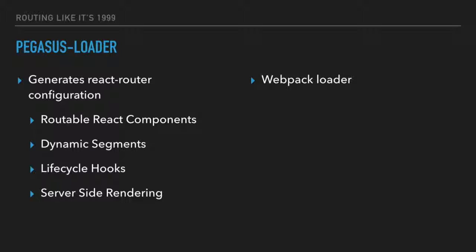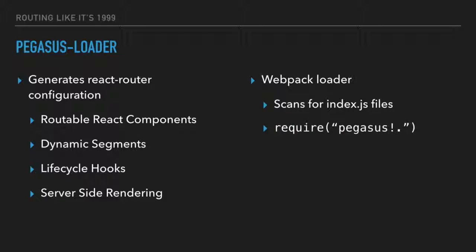So I created PEGASUS-LOADER as a Webpack loader, and basically what it does is it will scan your application for index.js files. And in practice, what it looks like is something like that. So you can simply require Pegasus _dot. And basically what that means is: scan this directory and all of its subdirectories for index.js files and build my routing structure based off of that. One line does literally all of that.